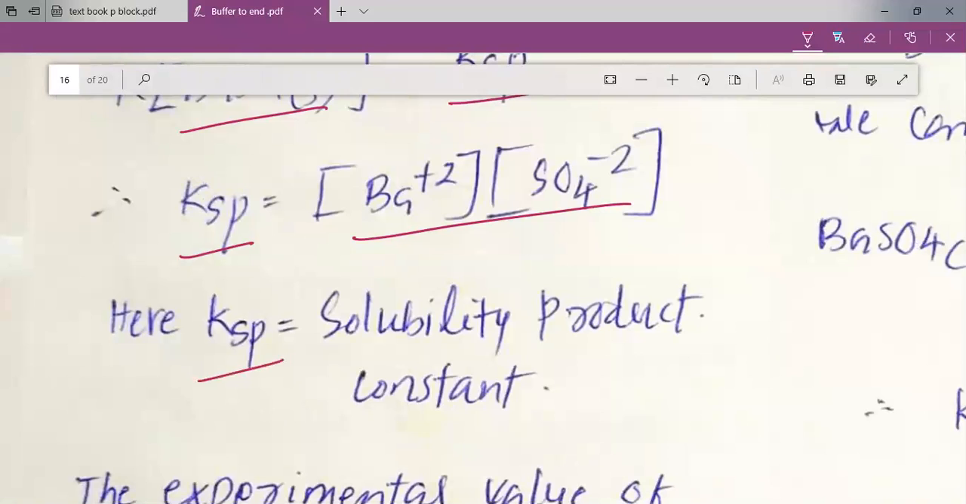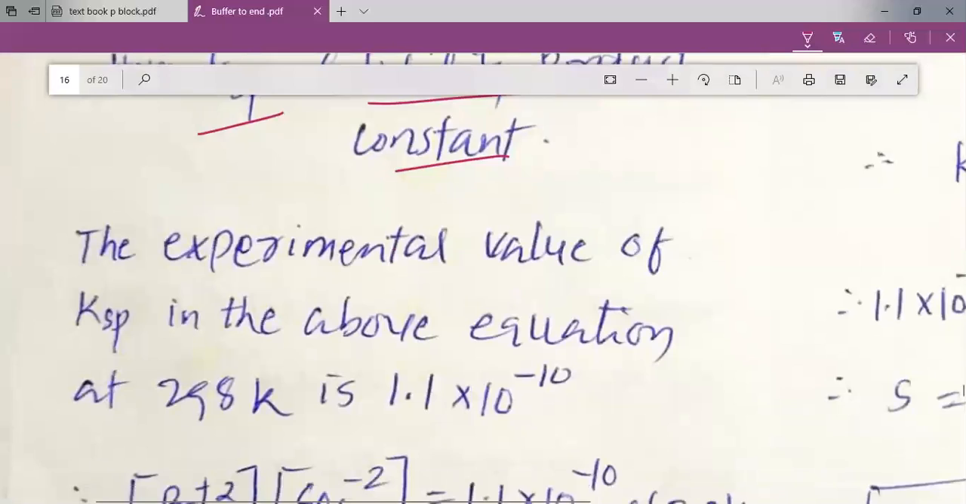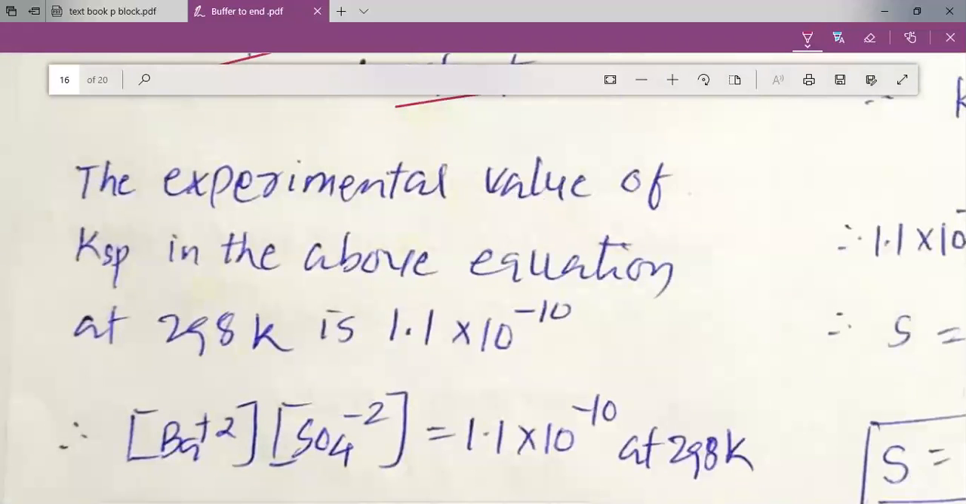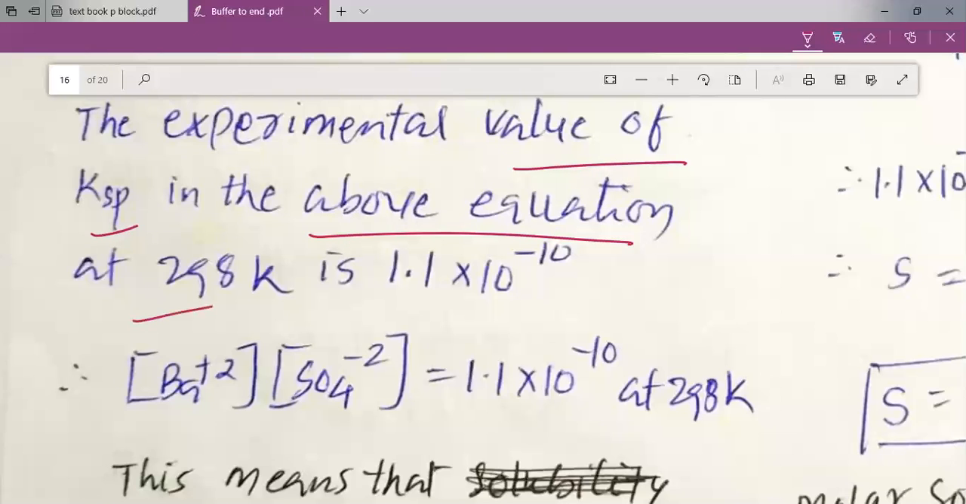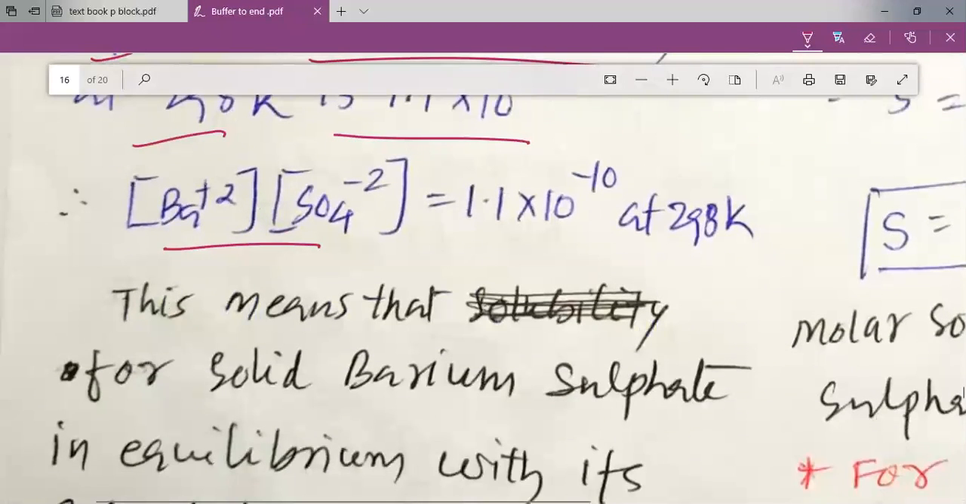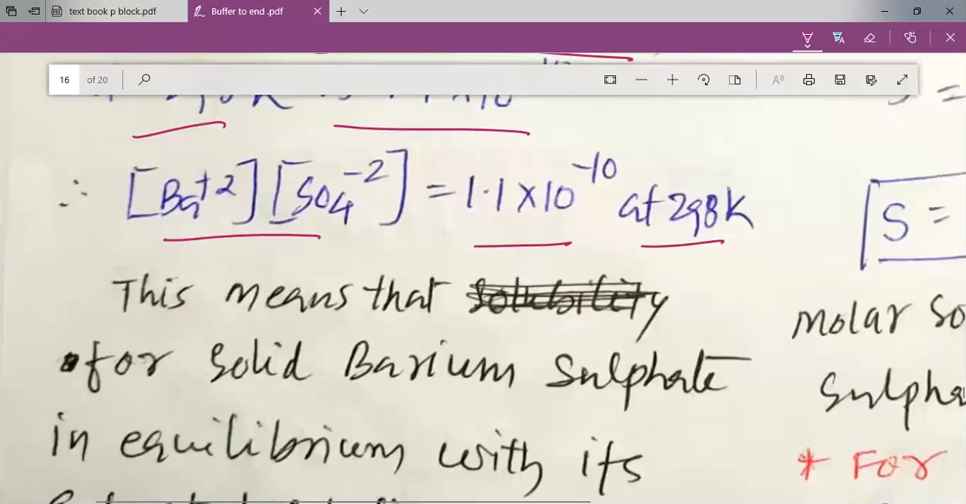Here, the concentration of BaSO4 multiplied by the equilibrium constant, we collectively call it KSP, and this KSP is known as the solubility product constant. So this is how we understand the solubility product constant. The experimental value of KSP in the above equation, my dear students, at 298 Kelvin is 1.1 into 10 to the power minus 10. So we can say that the concentration of Ba plus 2 multiplied by the concentration of SO4 minus 2 is equal to 1.1 into 10 to the power minus 10 at 298 Kelvin.